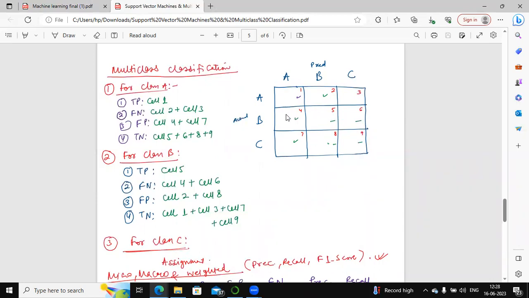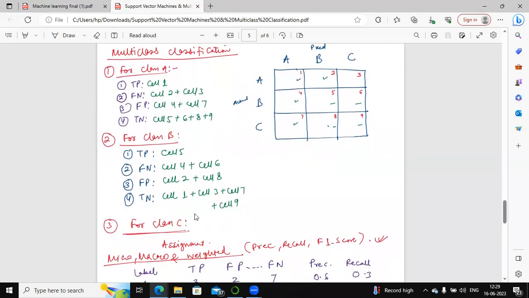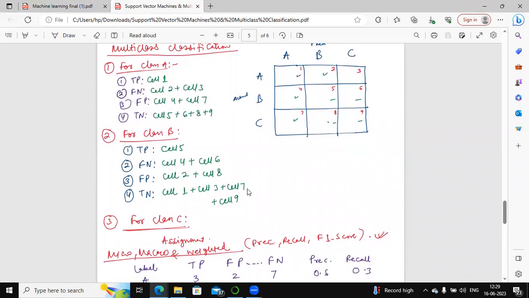When you look at this and this, the actual is positive but you predicted negative. Here also the actual is positive but you predicted negative. So that will be false negative, which is cells 4 and 6. The assignment will be to try the same for C as well.